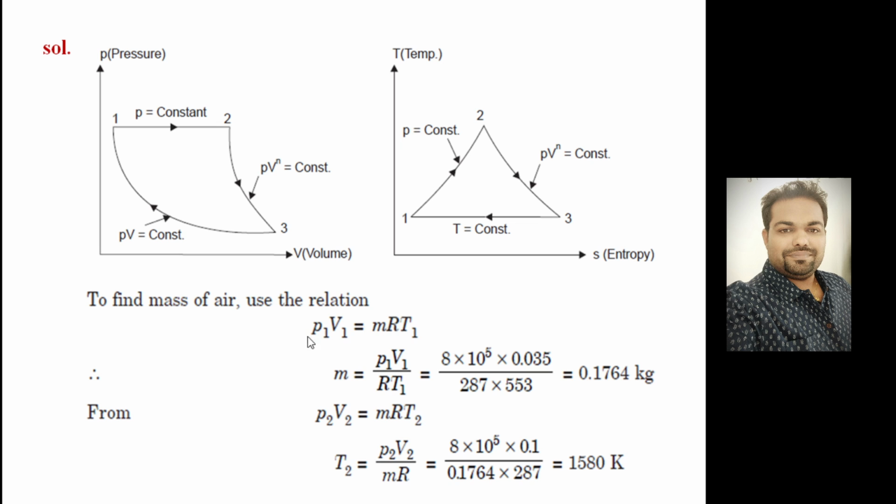To find the mass, P1V1 is equal to mRT1. So you can get the mass out of it: P1V1 by RT1, that is the mass. Similarly, what is the unknown parameter at 2? At 2, I don't know the temperature, so I will use P2V2 is equal to mRT2. Mass is given, R is constant, P2 I know, V2 I know, so T2 can be calculated. T2 is equal to P2V2 divided by mass into characteristic gas constant. So I got 1580.